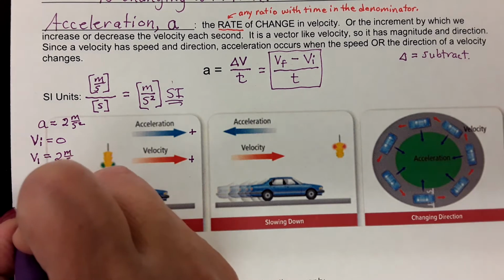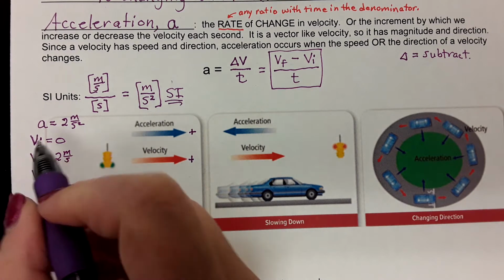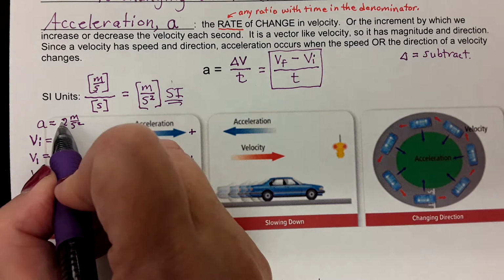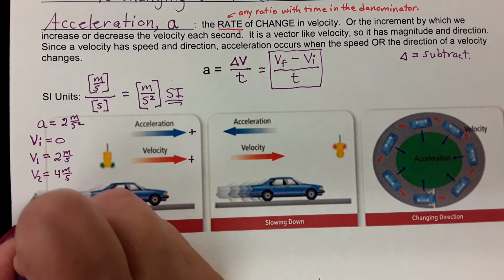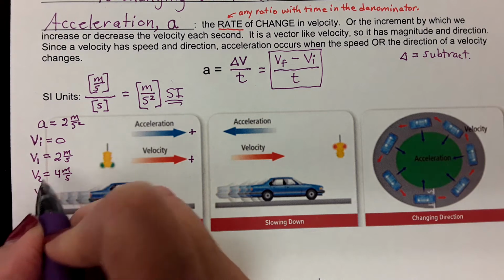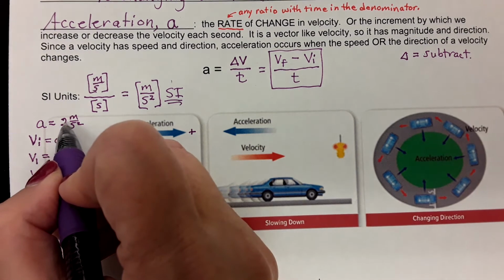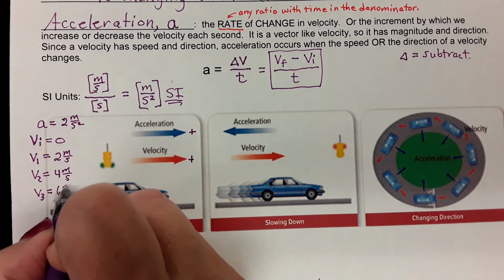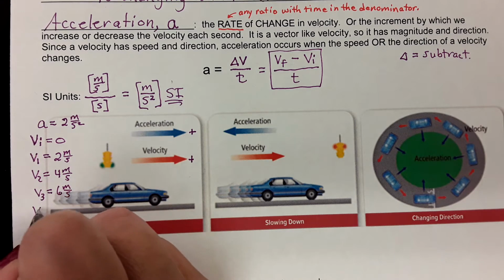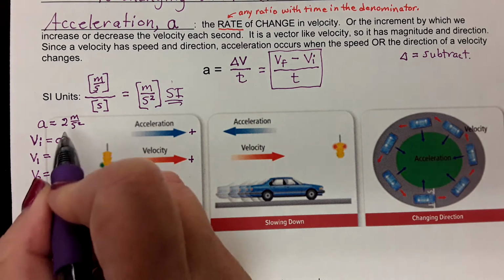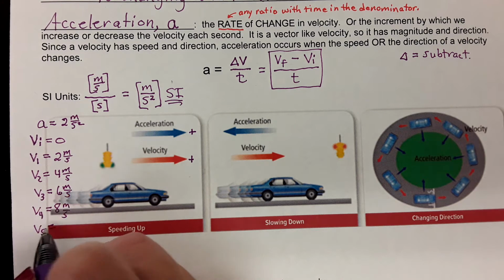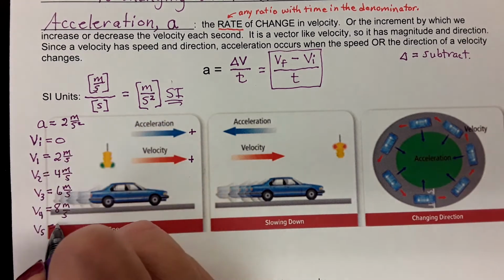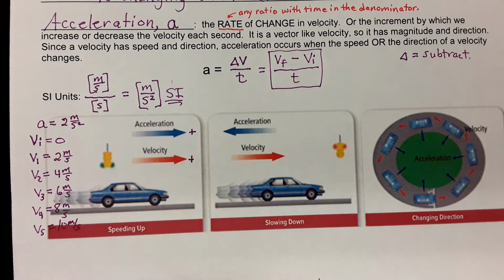Okay? At the end of the second second, we're going 2 meters per second. We're going to add an increment of 2, so now it's going to be 4. At the end of the third second, we're going 4. We're going to add 2, so it's going to be 6. You get the idea? The fourth second would be 6 and 2 is 8. And the fifth second would be 8 and 2 is 10 meters per second. Okay?